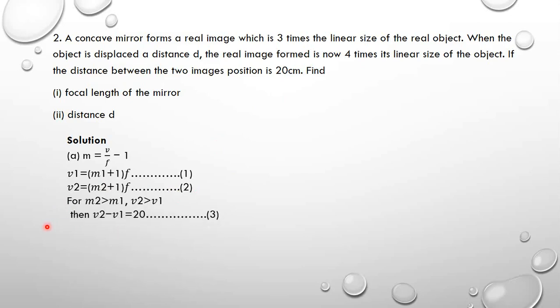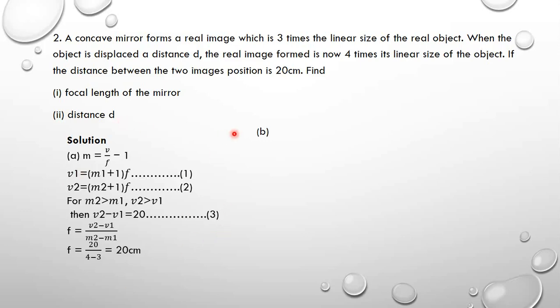So it implies that we shall have our v2 minus v1 as 10. The difference is going to be 10. And then we shall make f the subject. If we want to make f the subject, let us subtract equation 2 minus equation 1. Then we shall have f as v2 minus v1 divided by m2 minus m1. And then we shall have 20 divided by 4 minus 3, which gives us 20 divided by 1, which is equal to 20.